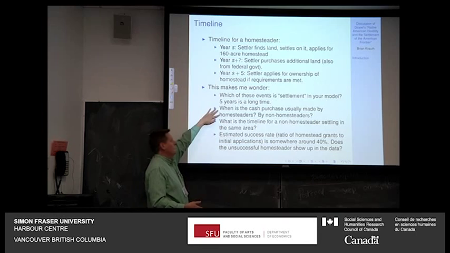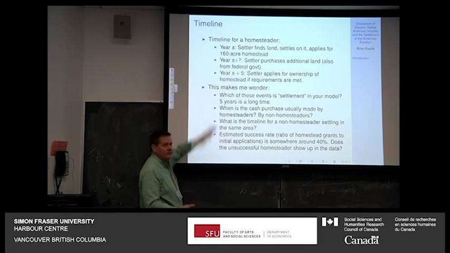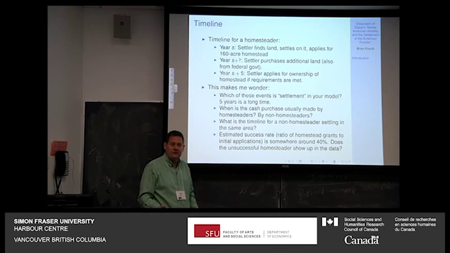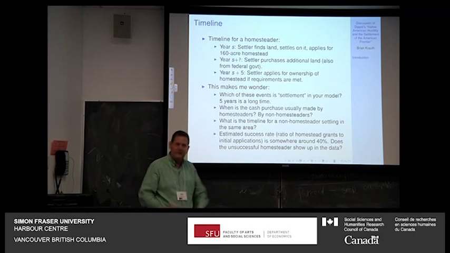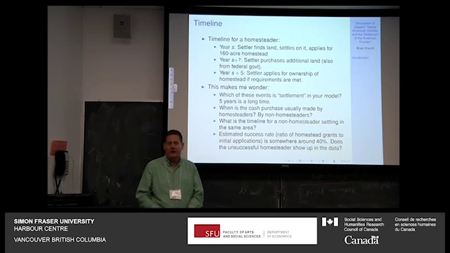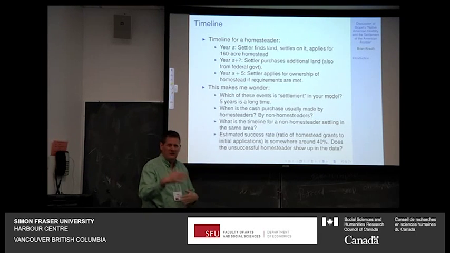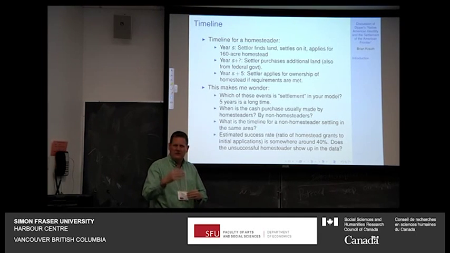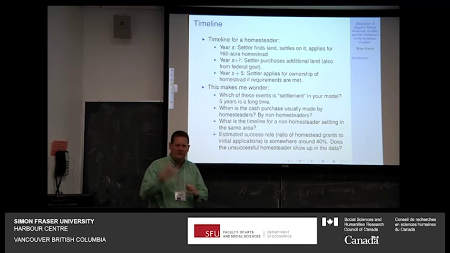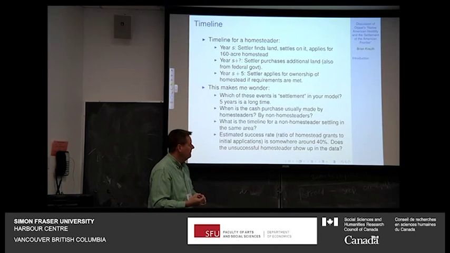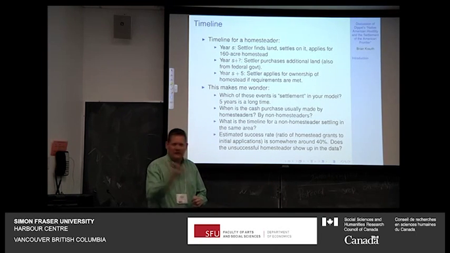When is a cash purchase usually made? And does that differ between homesteaders and non-homesteaders? So if I'm not homesteading, do I make the cash purchase on arrival, or do I make it much later? My understanding is that in order to get the $1.25 an acre, you still had to do some kind of demonstration that you've done some minor improvement to the land. That was my understanding, but I think that's wrong.